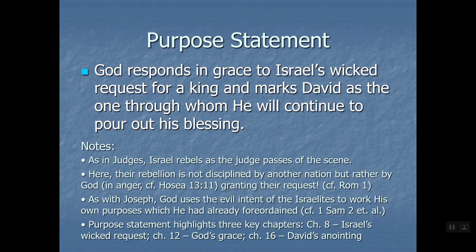I think the second bullet I would phrase differently if I would have changed this year, but he's going to discipline them still by other nations, but also they're going to find their kings are often the source of their discipline as well. So it's not as if it's only the king now disciplining them.